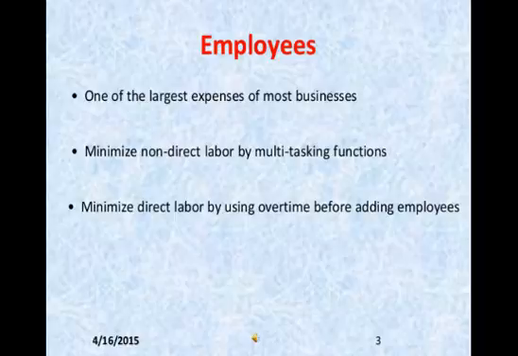How might you do it? Well, if we're talking about the non-direct labor again, we want to multitask. You could have a billing clerk be a collection agent. You could have your sales manager be even the credit manager. Who knows? But at any rate, multitask to the extent that you can and avoid adding employees because they're fixed costs relatively. Watch them very closely.